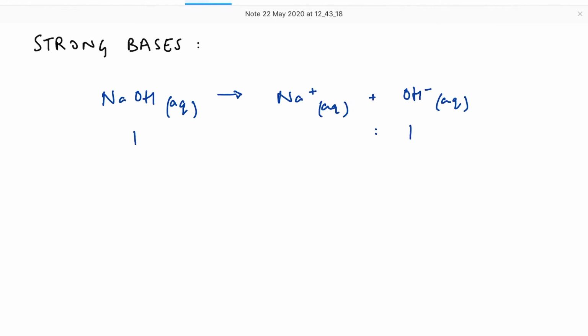So let's say we want to find the pH of sodium hydroxide, and it's got a concentration of 0.1 mole per decimeter cubed.